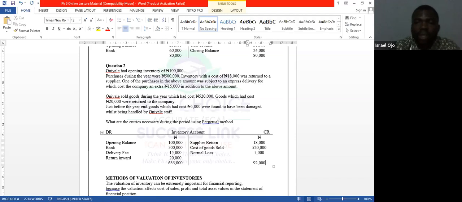So our closing stock is what? Our closing stock is 92,000. That is our closing balance. That's our closing stock. That is the amount that will be represented on our statement of financial position and also taken to the cost of goods sold.